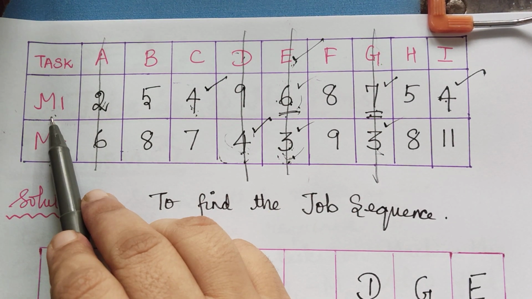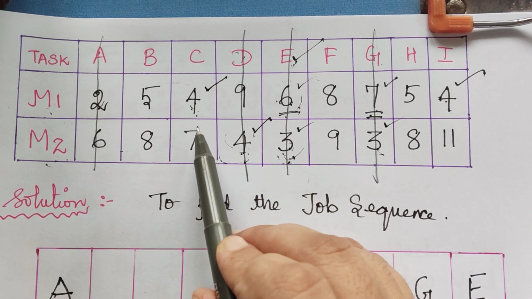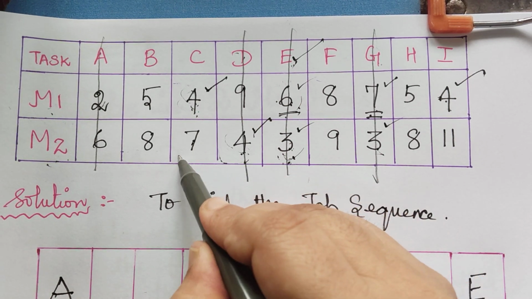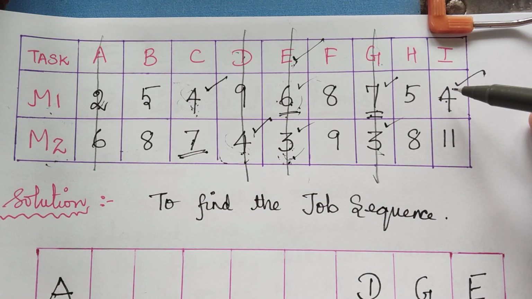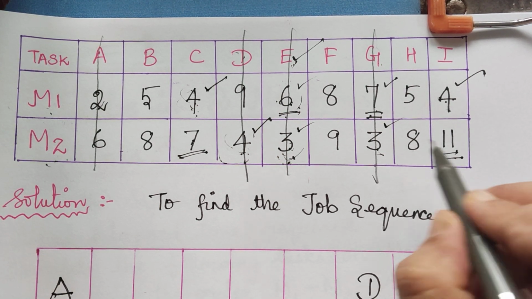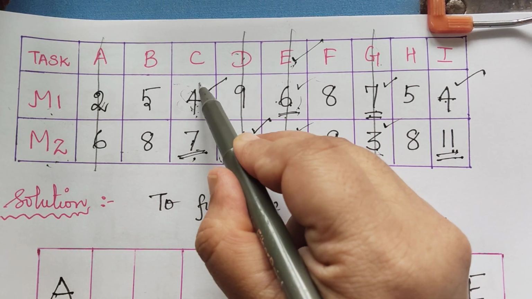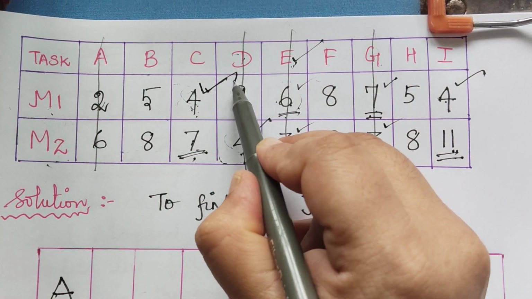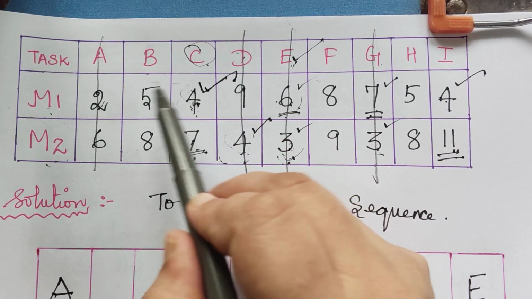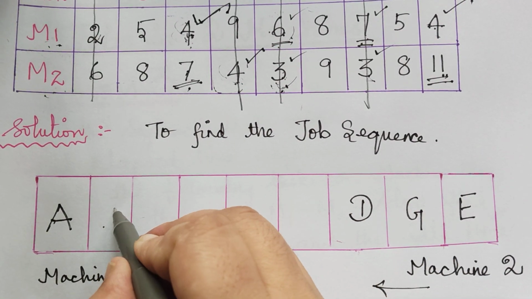Now the tie is between this 4 and this 4 which have appeared in the same mission, M1. What did I tell you? If the tie is in the same mission, we should look out for the corresponding value of this 4 from the other mission. So what is that? 7. And what is the corresponding value for this 4 from the other mission? It is 11. So out of these two, which is minimum? 7 is the minimum. Then we have to choose this 4 only. So this 4 is for job C, which is under mission 1.